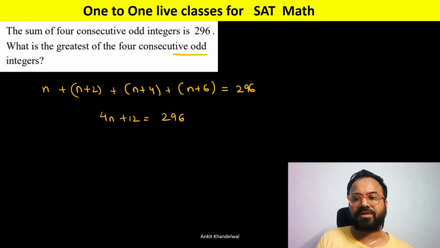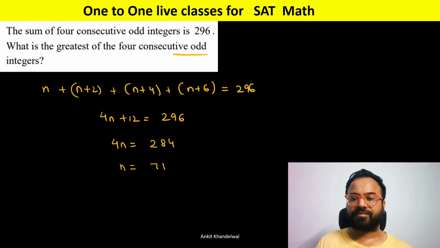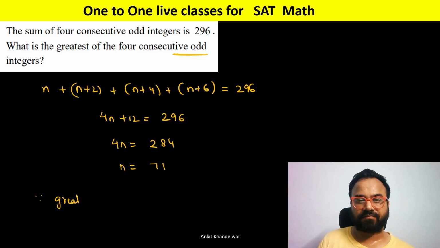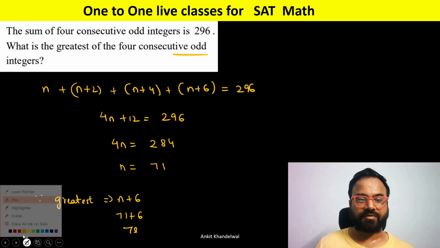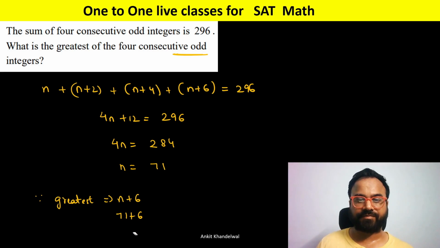Although you can solve this equation in Desmos also, you can solve it like this too. 296 minus 12 is 284, and dividing by 4, it is 71. So n is 71, and the greatest one is n plus 6, so 71 plus 6 is 77. So the greatest integer is 77.